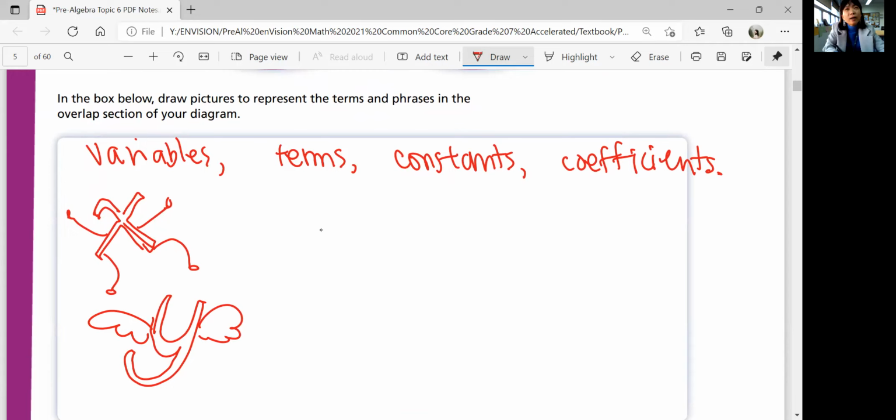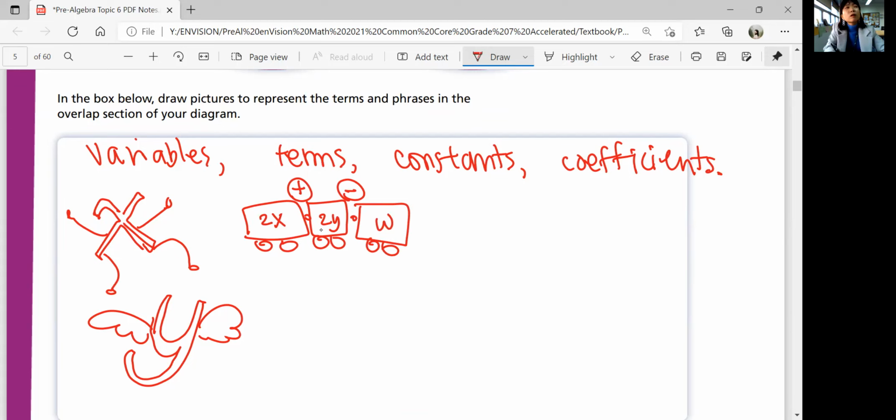Variables are X and Y and all the other letters that are the unknowns, okay? Terms are separated by addition and subtraction. So I'm gonna draw a train that has addition and subtraction, and then you can have 2x and then 2y, and then maybe w, okay? They're all different terms. You have 3 terms, a 3-term train.